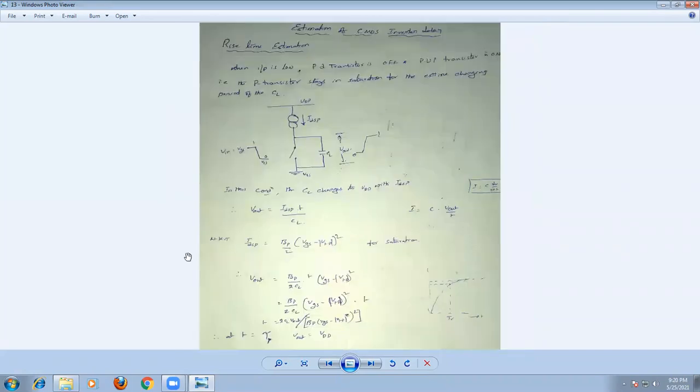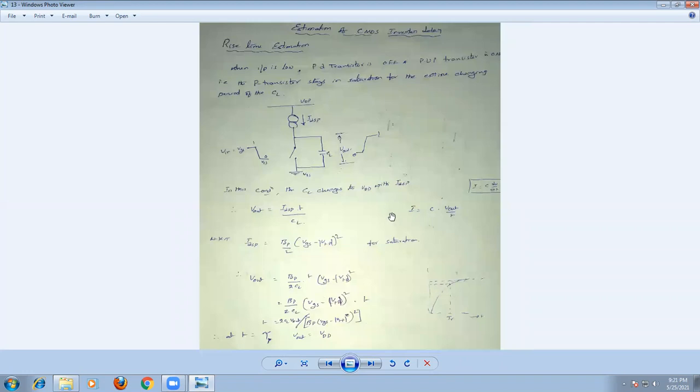Just observe here. When the input is in the low state, that means high to low, this transistor turns off and this transistor turns on. So the capacitor will be charged towards the value of VDD, so that we have the equation of the drain current in saturation. Now, the capacitor charges to the value of VDD with this current IDSP.